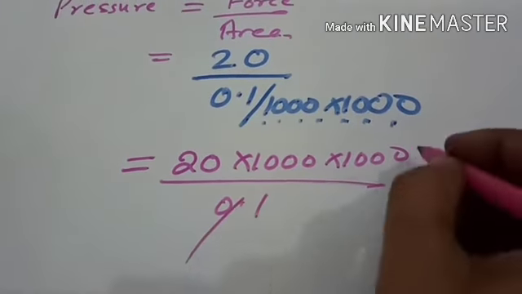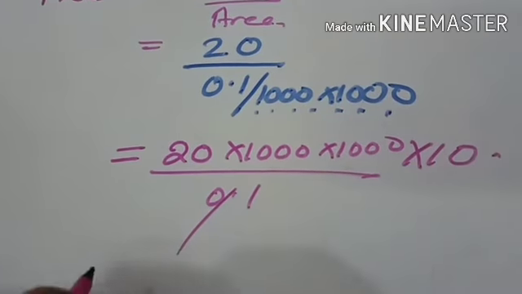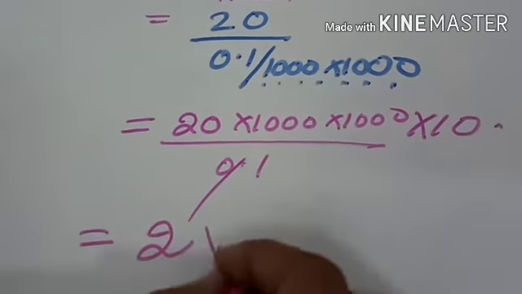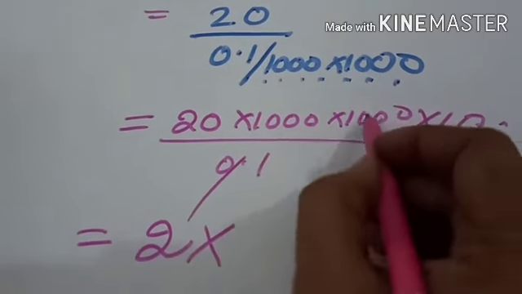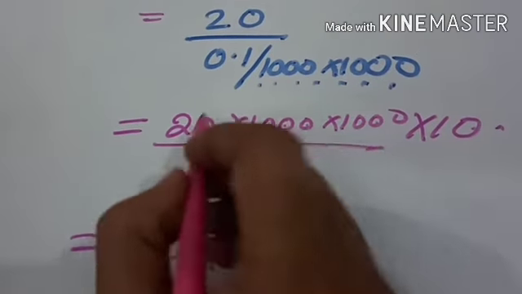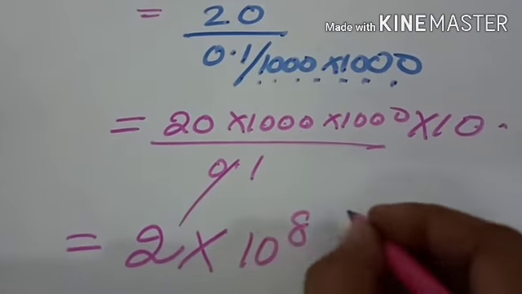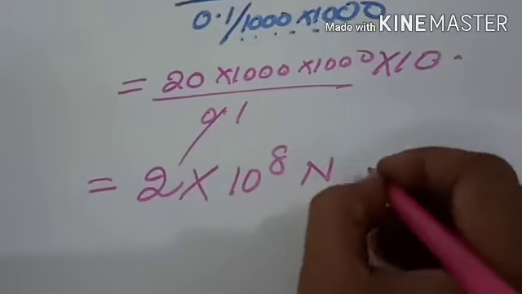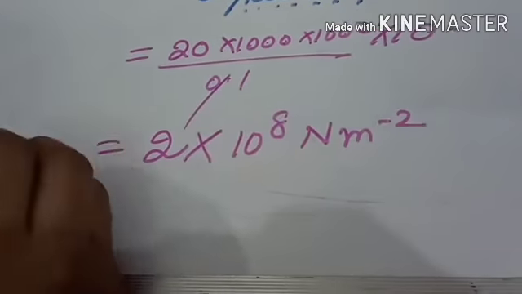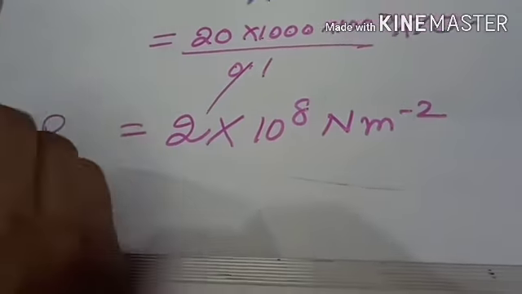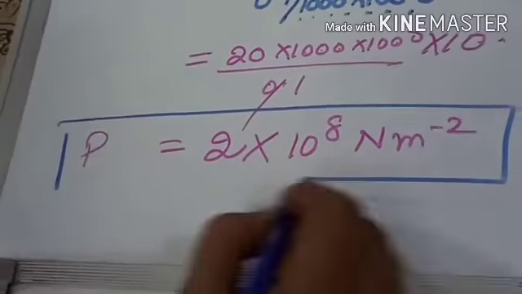Now remove the decimal. This 10 will go on the numerator. Now you will write down 2 into 1, 2, 3, 4, 5, 6, 7, 8 zeros. So 10 to the power 8. So unit will be Newton per meter square. So this is the answer of question number 21.